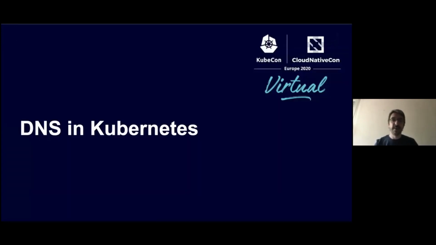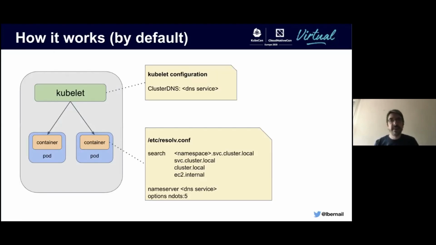So DNS in Kubernetes. Here is how it works. When you start a pod, the kubelet is going to inject the DNS configuration inside the containers. The way the kubelet will do this is based on its configuration, where you give it the DNS service to use to give containers DNS access. And this will translate into a resolv.conf file inside containers with a list of search domains, which makes discovering services in the cluster and outside easy. And of course, the name server to use.